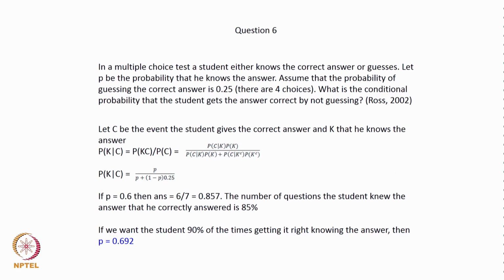If we want the student 90% of the times getting it right knowing the answer, then we back calculate and find out P is equal to 0.692, which is roughly 0.7. So, if the student knows the correct answer with a probability of 0.7 and does the remaining by guessing, then the person can actually get about 90% of the correct answers.